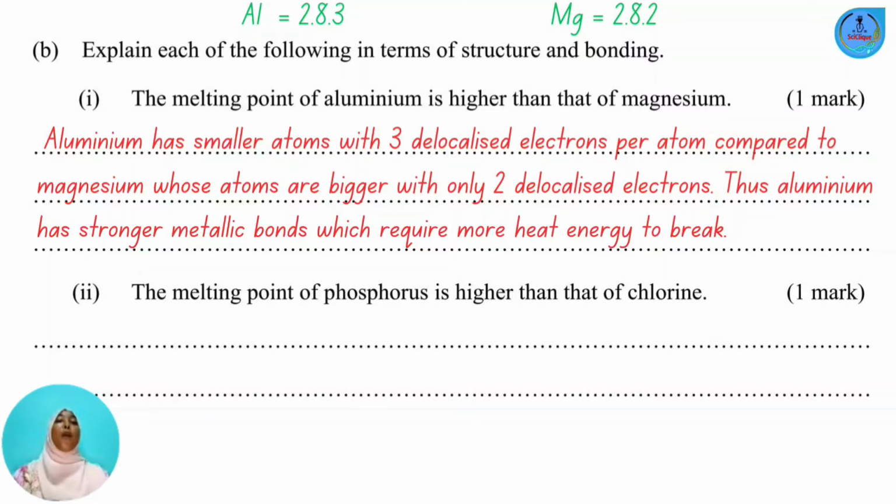When you have metallic atoms that are smaller, they tend to have stronger bonds. So aluminium has smaller atoms with 3 delocalized electrons per atom. Per atom, I need you to emphasize that. A lot of students usually state it has 3 delocalized electrons, and just leave it at that. Do you mean that it has 3 delocalized electrons in general, or is it per atom? Compared to magnesium, whose atoms are bigger with only 2 delocalized electrons. So because of this, aluminium is going to have stronger metallic bonds, which require more heat energy to break.